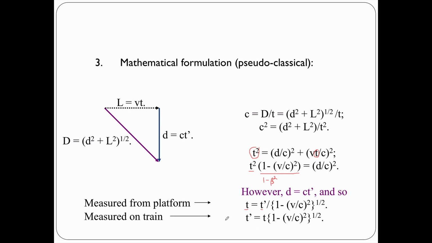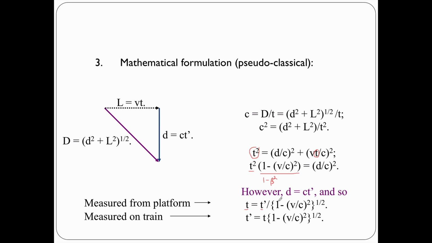And as measured on the train, if we wanted to convert from t prime to t, it's t times the square root of 1 minus v over c squared. Now notice v over c is always going to be less than 1, right?